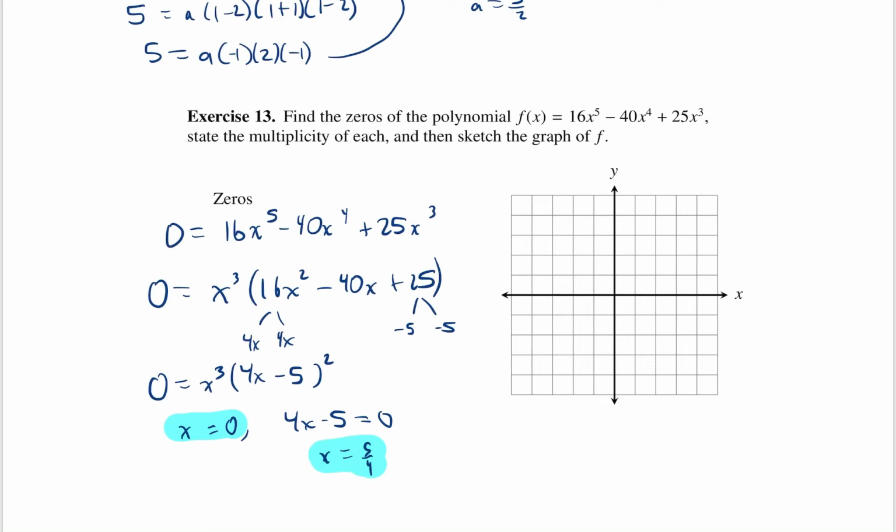So we found the 2 zeros, but there's multiplicity here that we need to consider. This 0 has multiplicity 3. Because of the exponent. The exponent tells you the multiplicity. So this 0 has multiplicity 3. This 0 has multiplicity 2. So I'll write that over here, multiplicity 2.